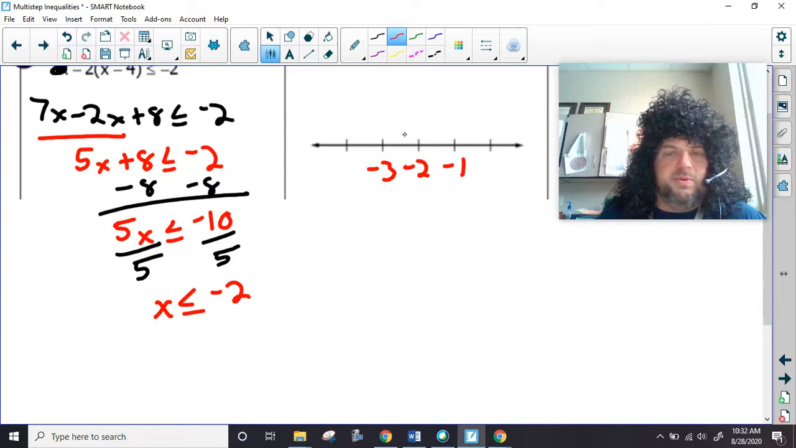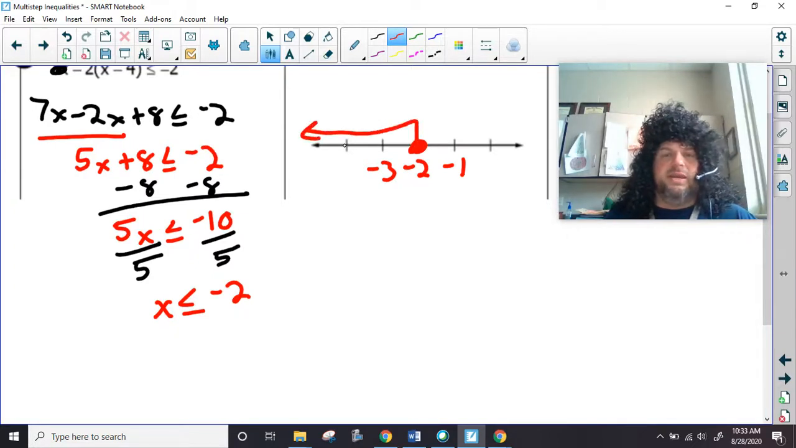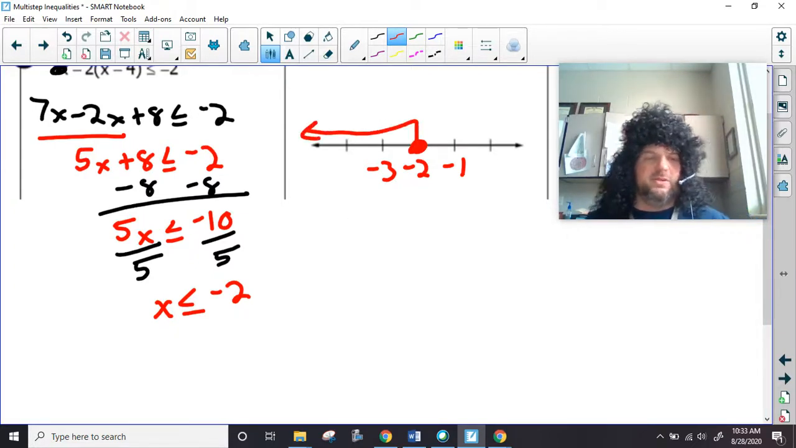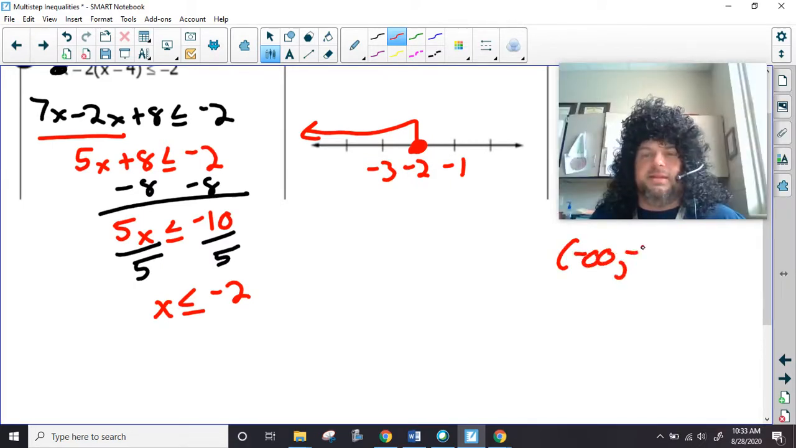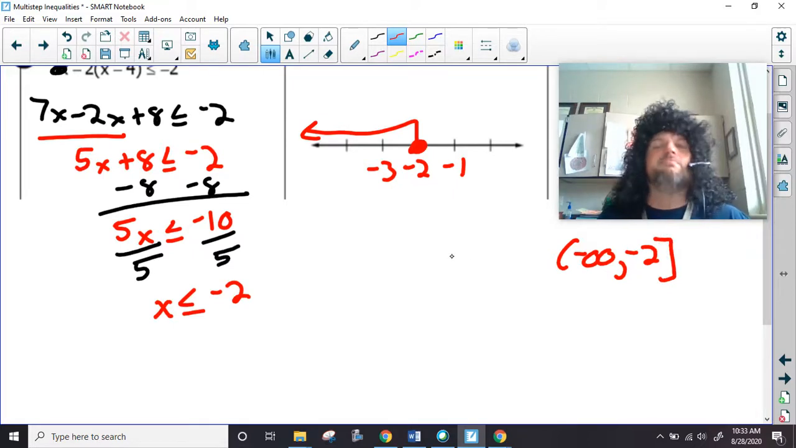All right, so we're going to do a closed circle because there's a line underneath. That means it's included. X is less than, so it goes all the way this way. Very similar to what we just had. This is negative infinity to negative 2, and then there's a bracket because there's a closed circle.